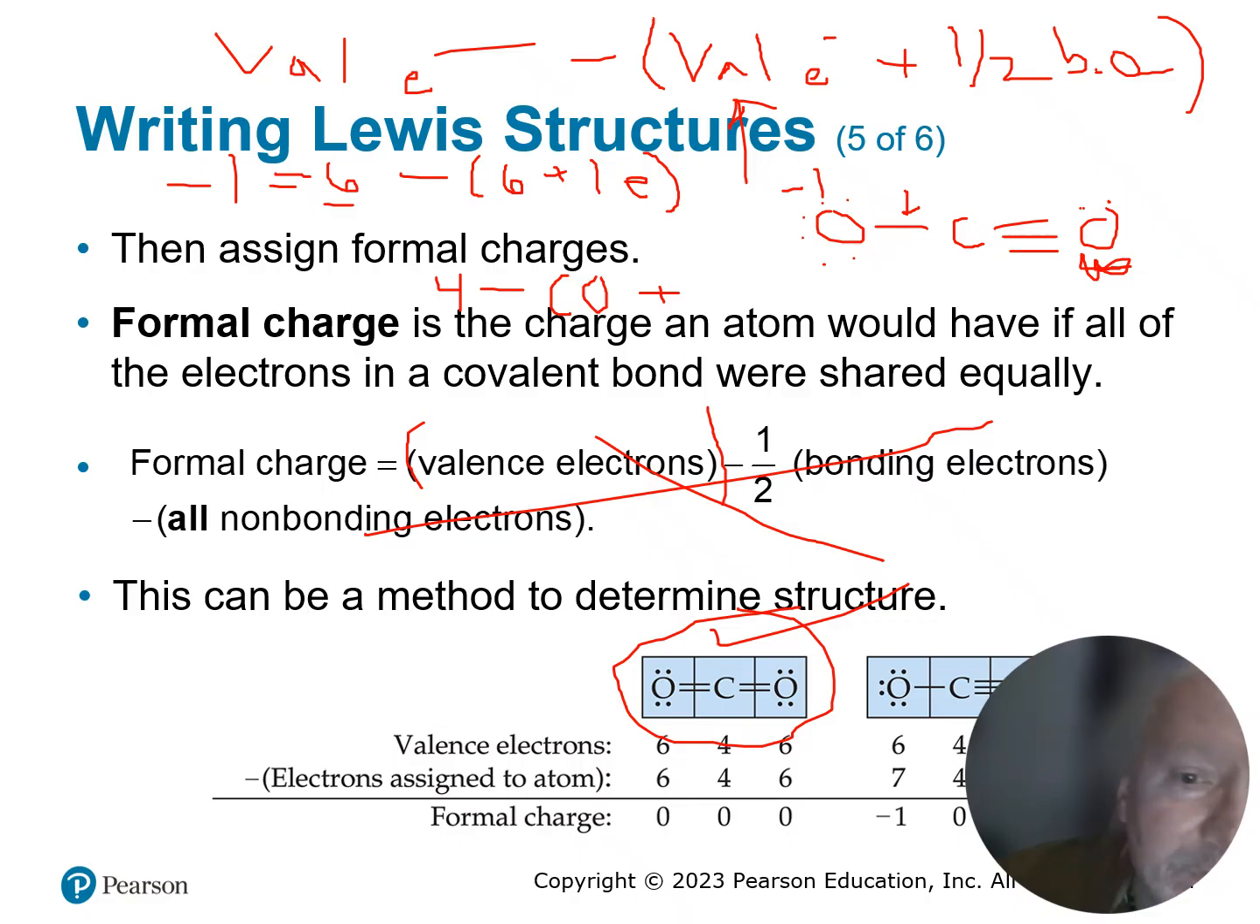And then we have carbon bonded to 8 electrons, but only half of them belong to carbon. 8 divided by 2 is going to be 4. So it's going to be 4 minus 4, which is going to equal 0. And so carbon is going to have 0 formal charge on it.